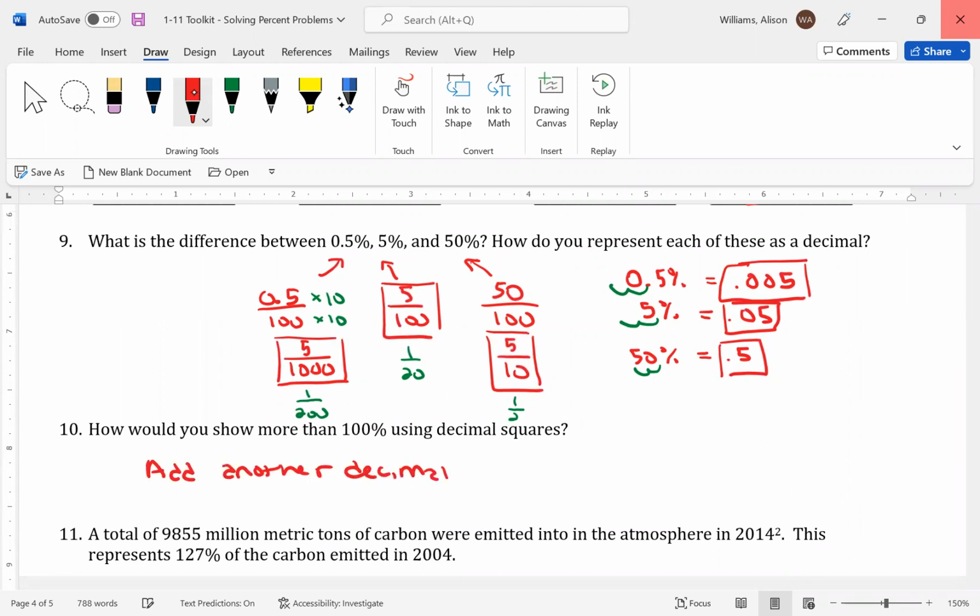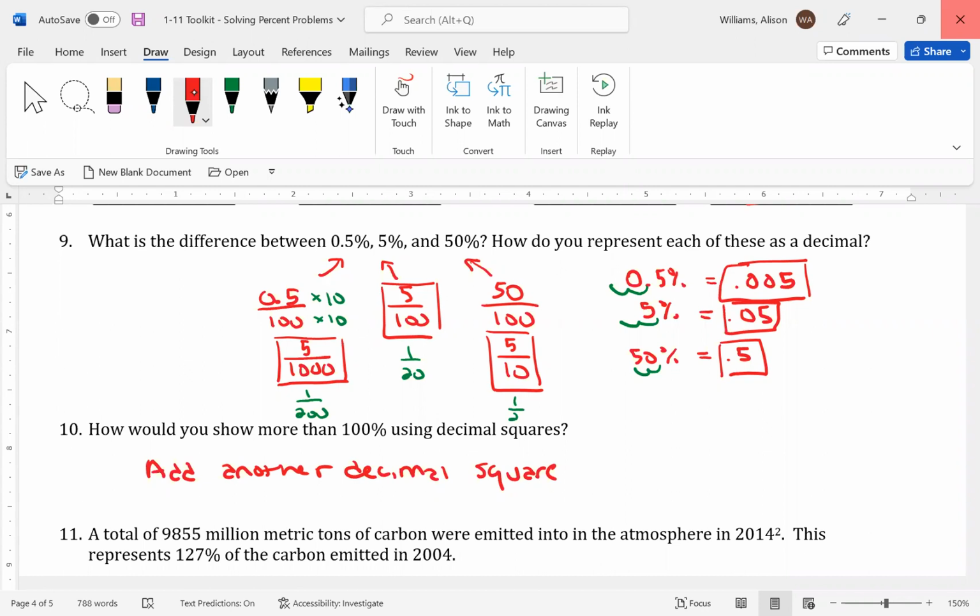Now, I didn't do that in that problem up here where they asked us to do 100.5%. I just threw on a little half square. That's really not what they were after. They would have liked me to have added an entire decimal square. I wasn't going to do that because that would be very hard for me to draw. But that's really what you would do. You would have to add another one in order to represent anything above 100%.